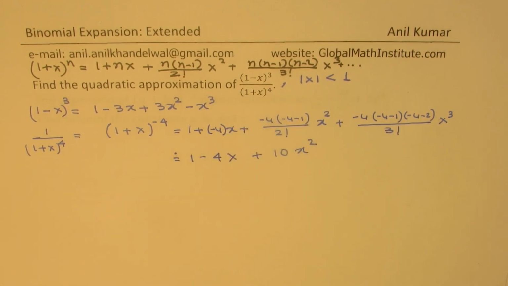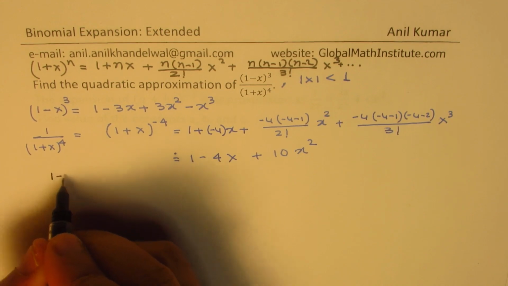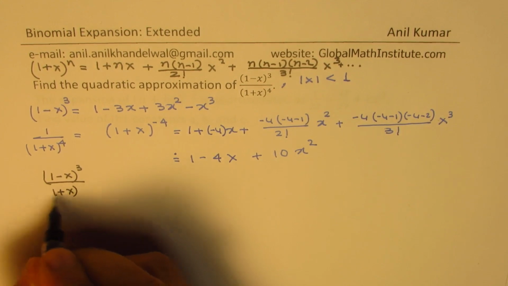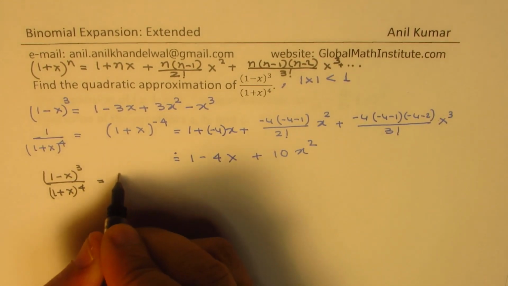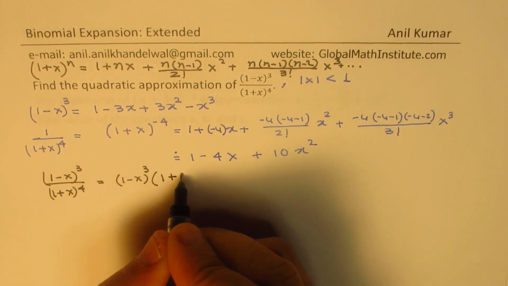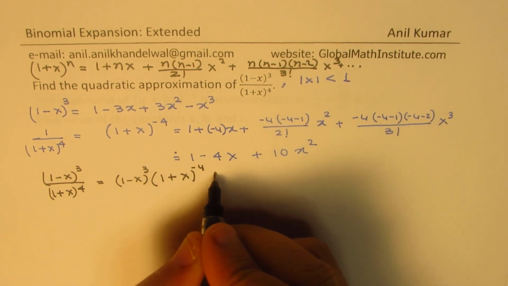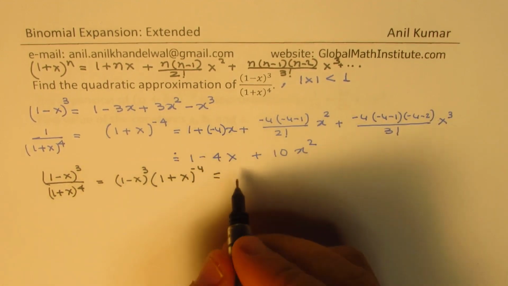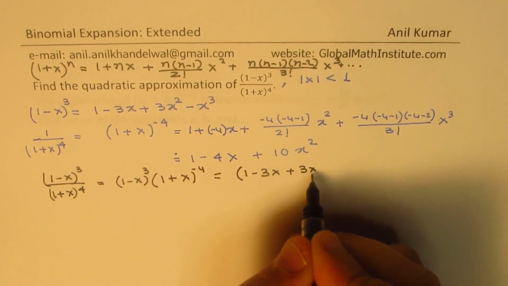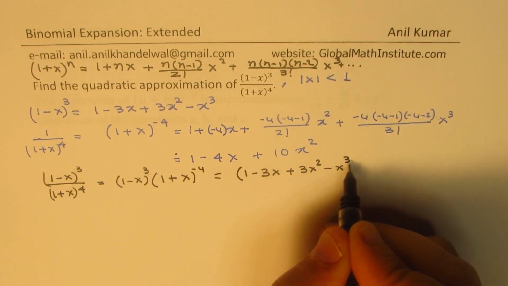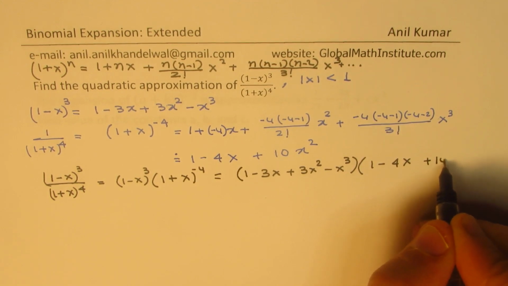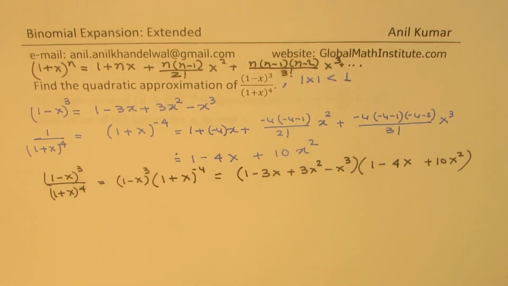Now, we can write (1 - x)^3 divided by (1 + x)^4 as the product of (1 - x)^3 times (1 + x)^(-4), right? So we already know these two expansions. So what we get here is (1 - 3x + 3x^2 - x^3) times this, which is (1 - 4x + 10x^2). So I hope that is absolutely clear.